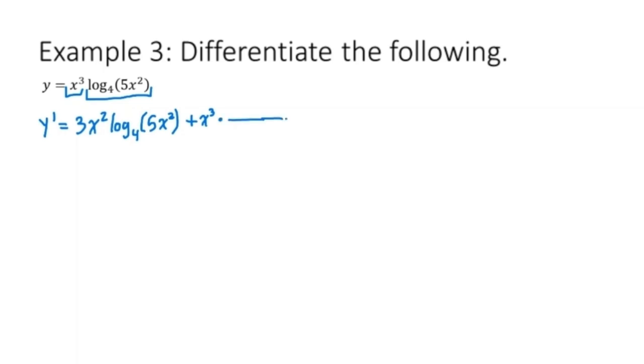Because our base is 4, our numerator is still going to be the derivative of our input, and the derivative of 5x squared is 10x. As for the denominator, we still have the 5x squared, but because the base is 4, we have to remember to multiply by the natural log of 4 in the denominator.